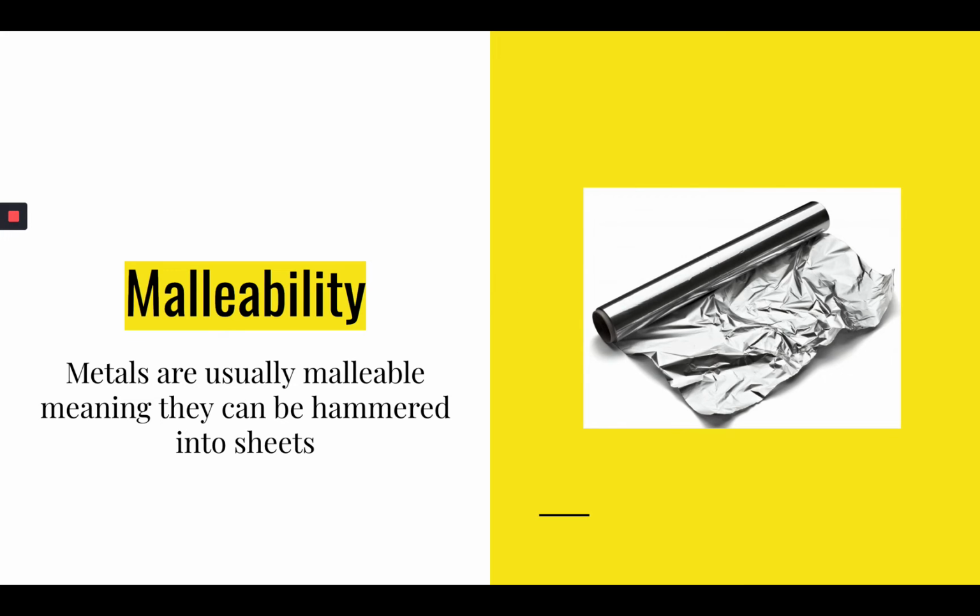Malleability. Metals are usually malleable, which means that they can be hammered into sheets. So one of the most common types that we see every day is aluminum foil, which is aluminum metal that has been hammered into sheets.